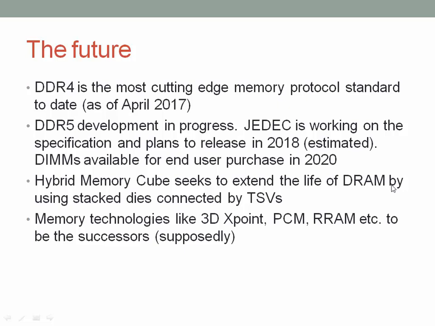So what does the future hold for memories? DDR4 memory is the most cutting edge type available right now. The next version is DDR5, and its development is in progress. The specification is being finalized by JEDEC, and it is supposed to be released in 2018, with devices available in 2020. Micron is working on a hybrid memory cube which uses stacked DRAM chips connected by through silicon vias. There are other cutting edge technologies like 3D XPoint by Intel, and there is phase change RAM, resistive RAM, etc.